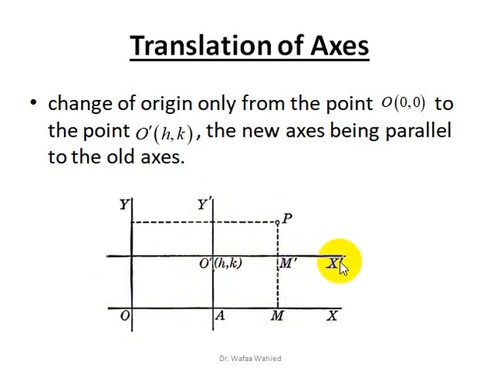But the new axes, x dash axis and y dash axis, are parallel to the old axes, x axis and y axis. So we note that the x dash axis is parallel to the x axis and the y dash axis is parallel to the y axis. So in translation of axis, we change only the origin from the point O to another point O dash (h, k), but the new axes are parallel to the old axes.